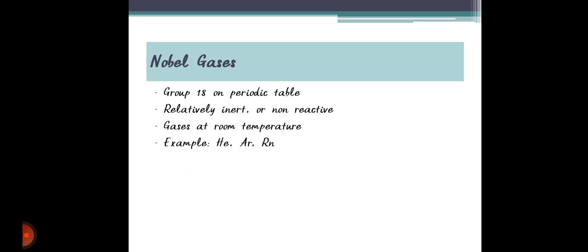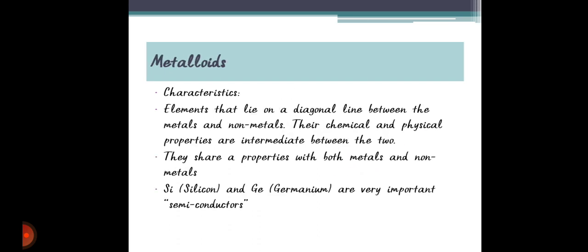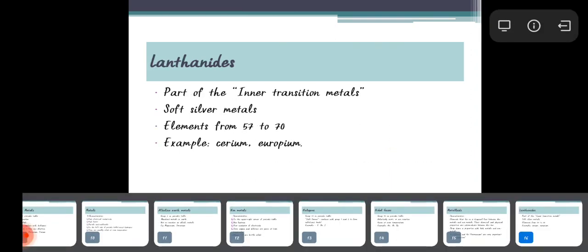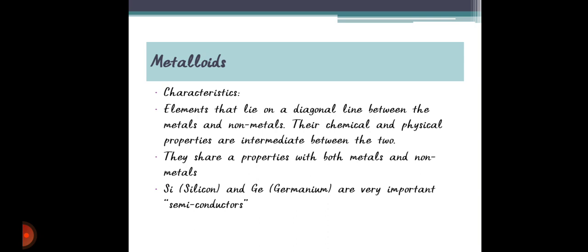Next, noble gases. Group 18 on the periodic table are known as noble gases. They are relatively inert or non-reactive gases at room temperature. Examples: helium, argon, rhodium, etc.